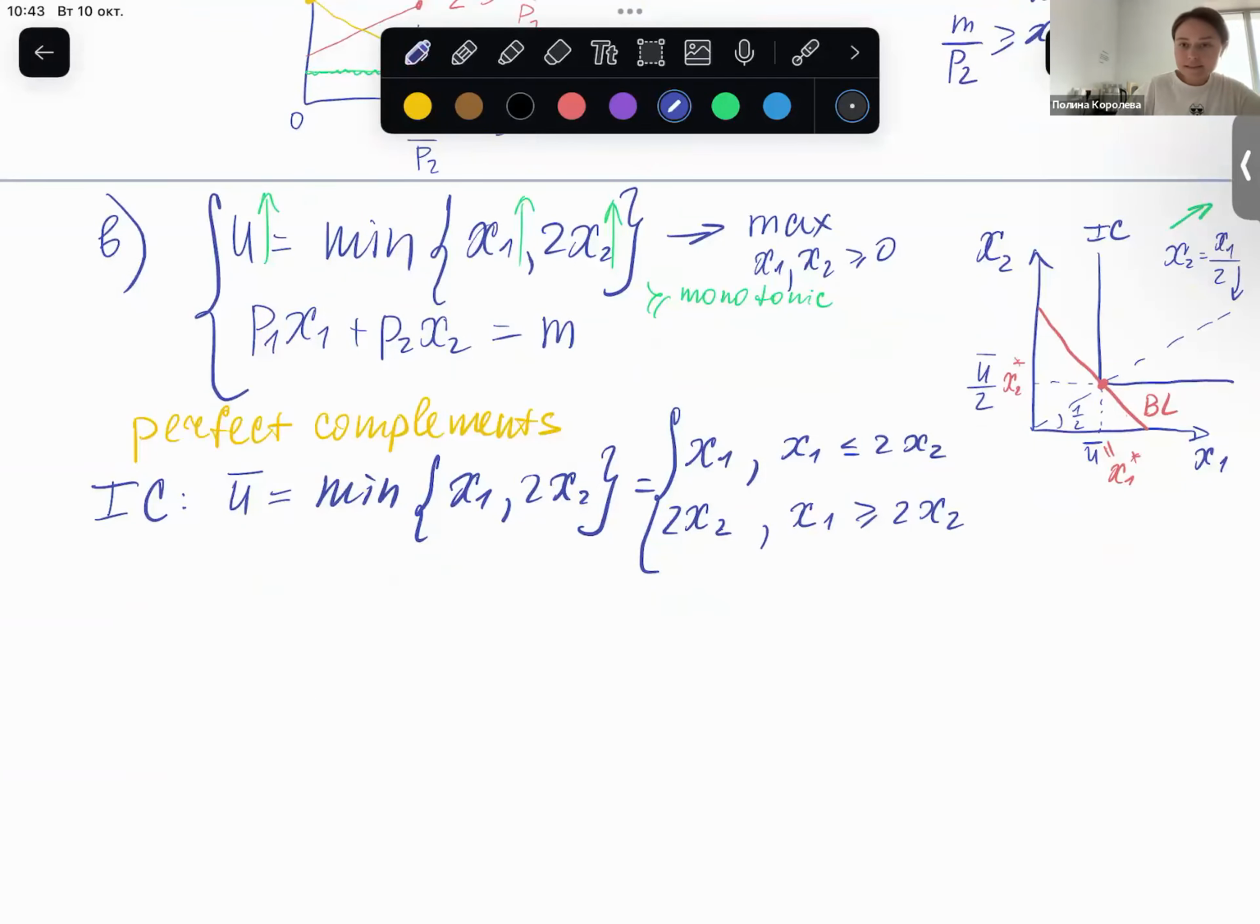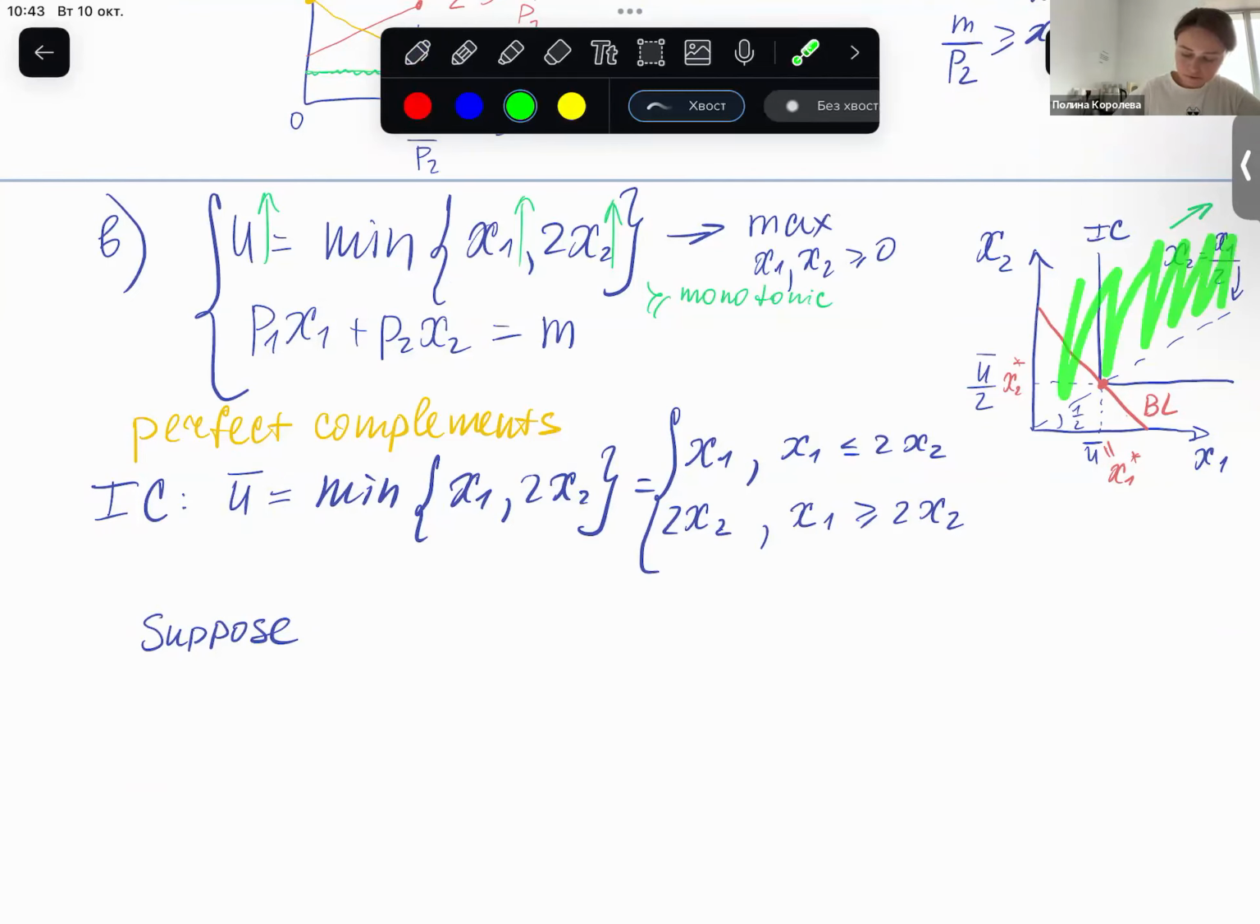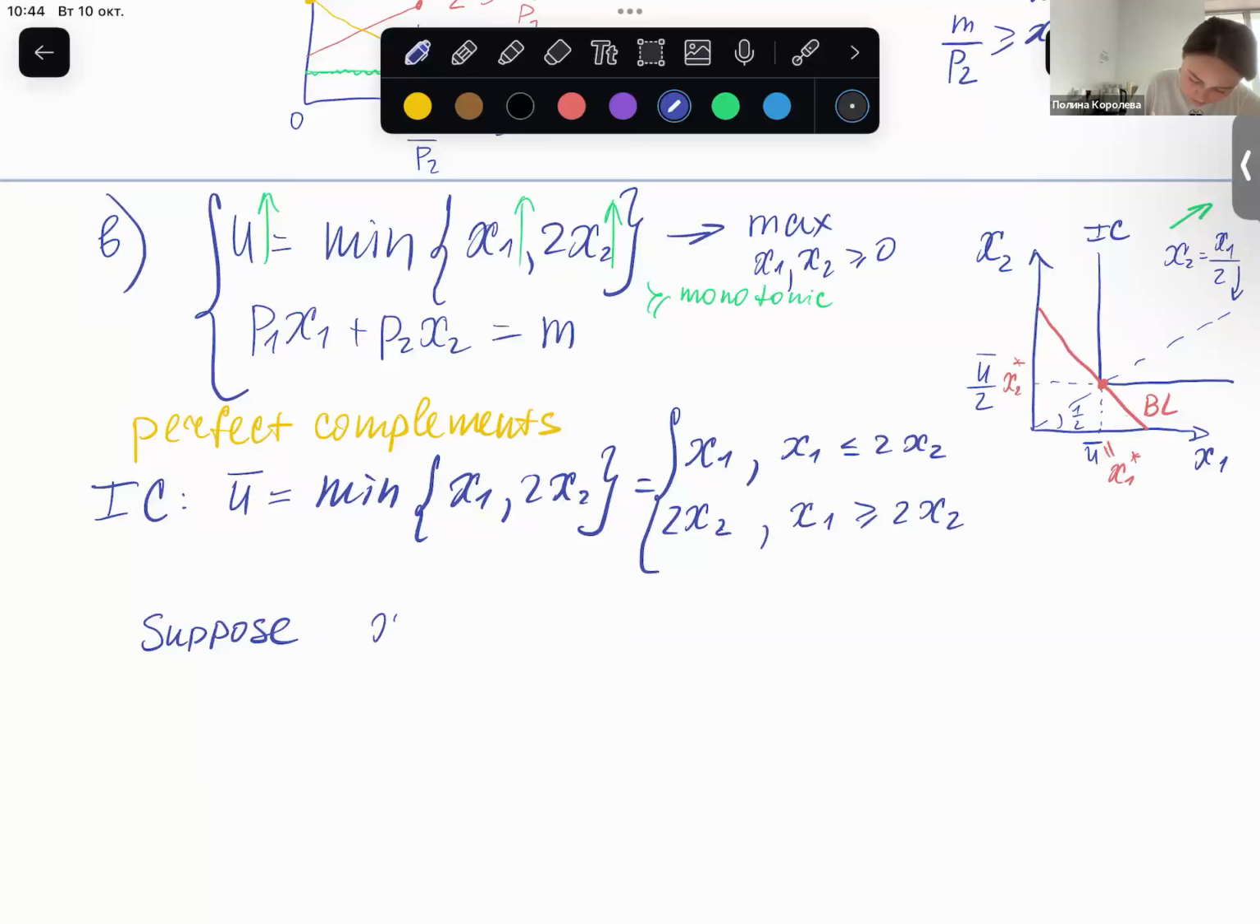But analytically, we should prove it. So let's prove it analytically. Suppose our solution lies above this line, x2 equals x1 over 2. So the solution lies above. That means that x1 is less than 2x2.